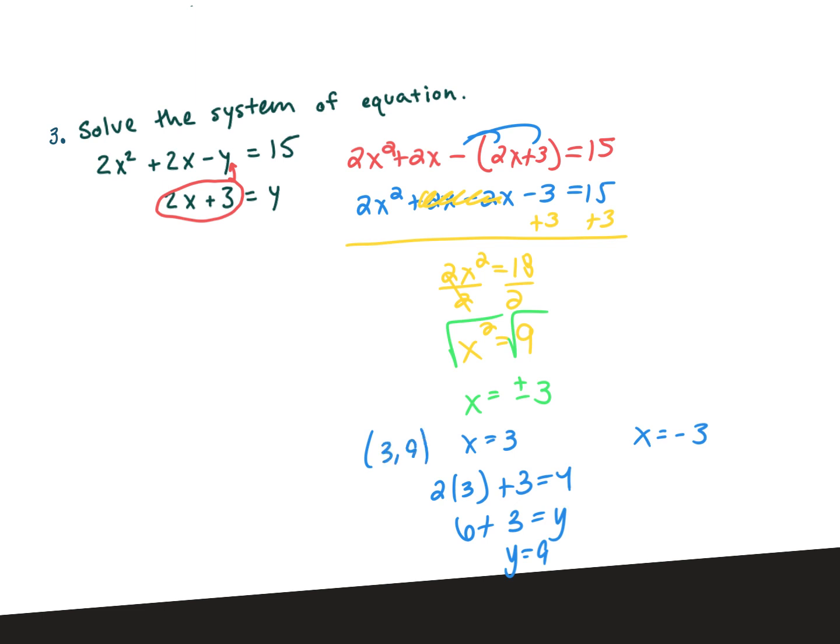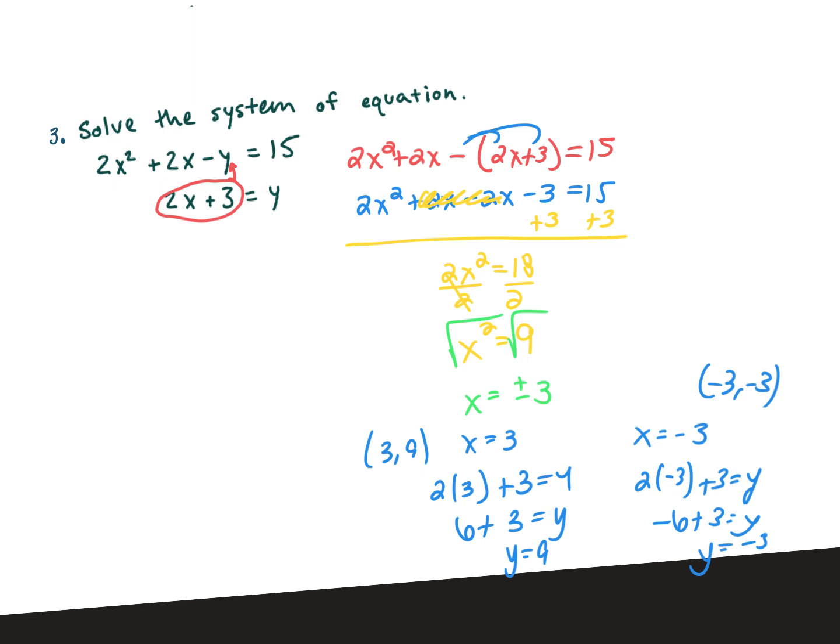Over here, when I plug in negative 3, I have 2 times negative 3 plus 3 equals y. So negative 6 plus 3 equals y. What does y equal over here? What kind of 3? Negative. So over here, my ordered pair is negative 3, comma negative 3. So how is nonlinear a little different? Whatever the highest exponent is, that's how many of those answers you're going to get.